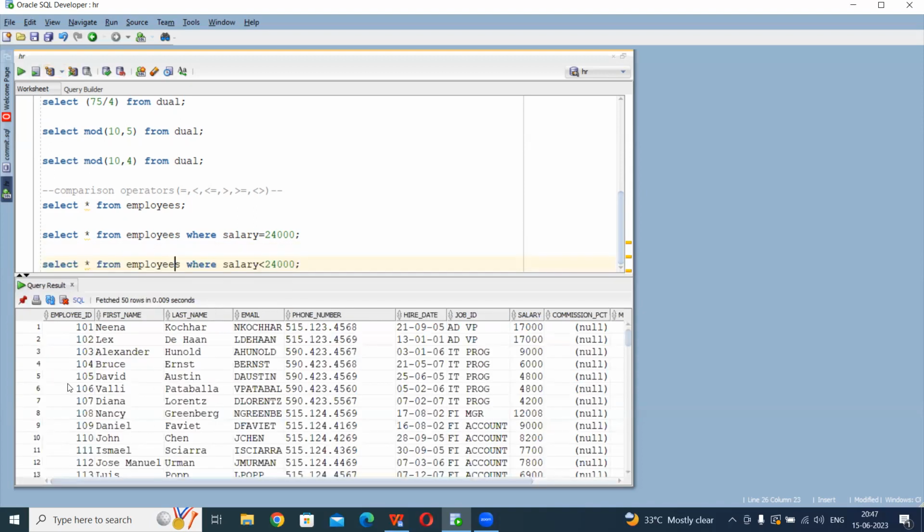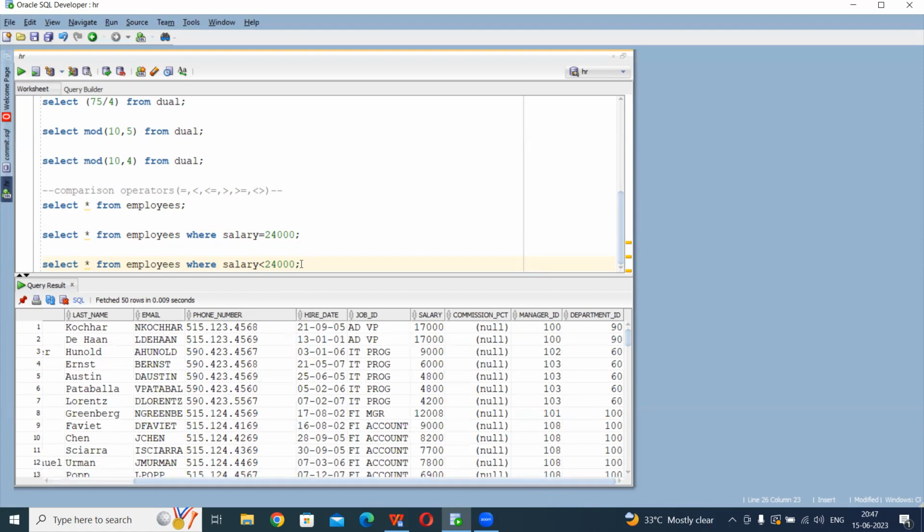So now I have got all the records from employees where the salary is less than 24,000. This 24,000 will not be included. All the values less than 24,000 will be displayed to us in the output. So this is how we write a query for less than.